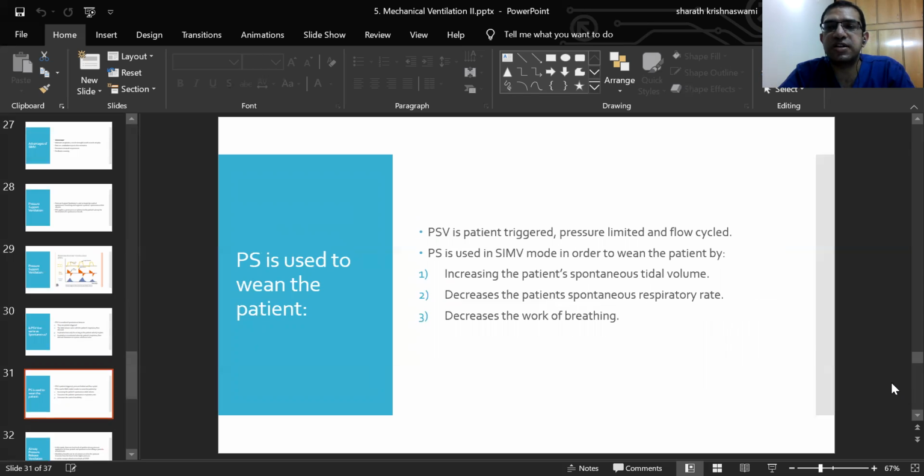So the pressure support ventilation is used to wean the patient off the ventilator. The pressure support ventilation is patient triggered, pressure limited, and flow cycled. Pressure support is used in synchronized intermittent mandatory ventilation mode in order to wean the patient by increasing the patient's spontaneous tidal volume. It decreases the patient's spontaneous respiratory rate and decreases the work of breathing.